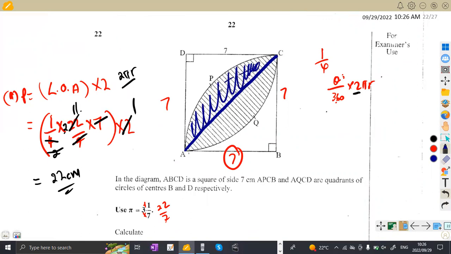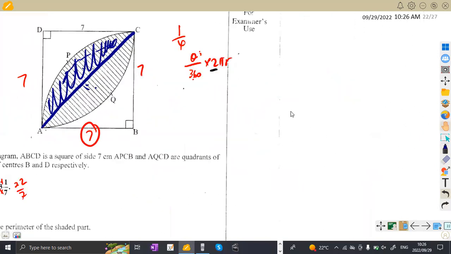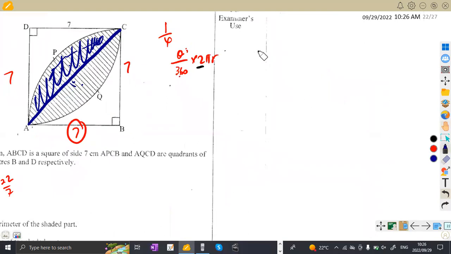If we wanted to calculate this shaded part, what do we do? We have to calculate the area of the sector minus the area of the triangle. But because there are 2, we are going to say that area times 2 because they are just the same. So it's area of a sector minus area of a triangle, but whatever you get, you have to multiply by 2. But how do you find this area of a sector?